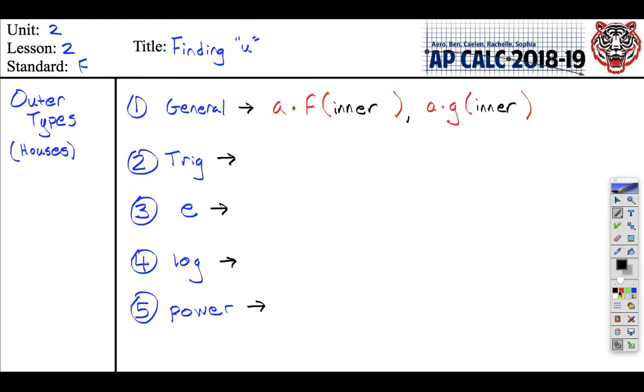So the trig house, what does the trig house look like? Trig house looks like a times sine or cosine. So let's just say a times sine of whatever. Whatever's inside the parentheses, I'm always going to call the inner. Another one, let's do cosine: a times cosine of the inner. So far, so good. Everything inside the parentheses, that's the inner. It's really easy to find what house we're in. Obviously, sine and cosine, trig house.